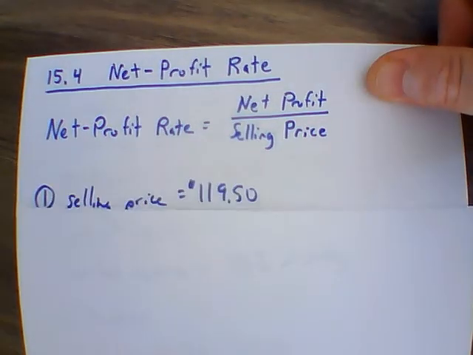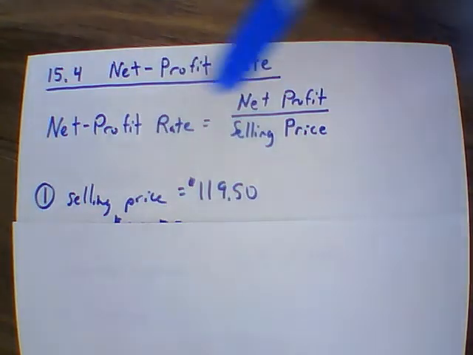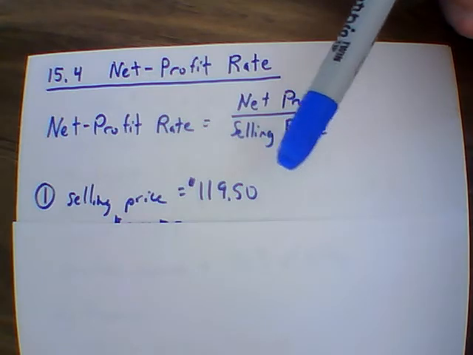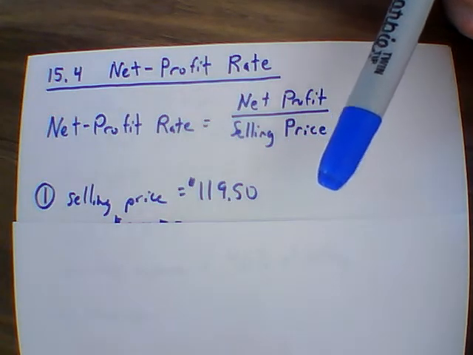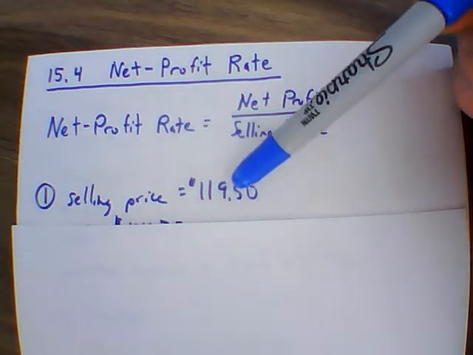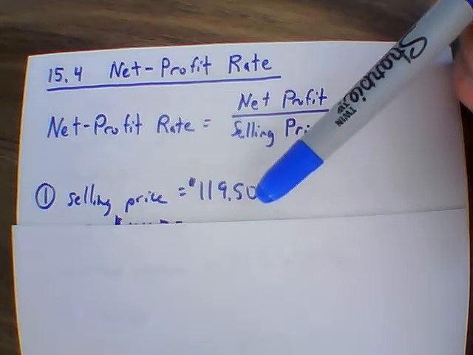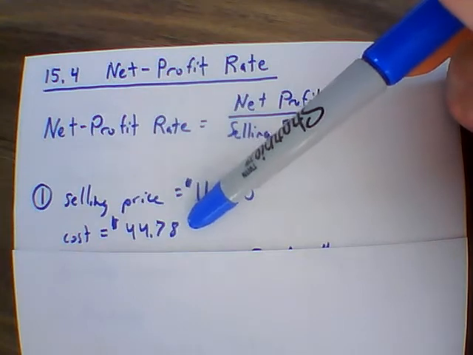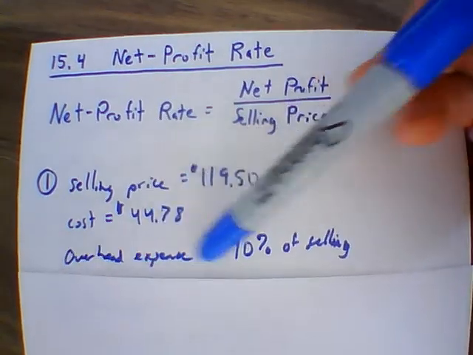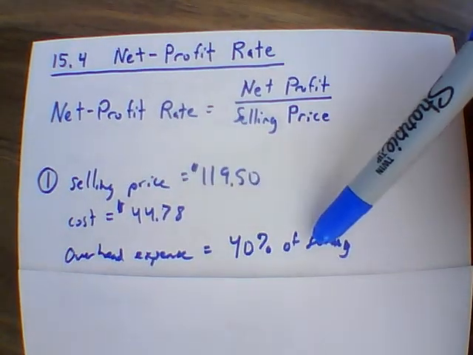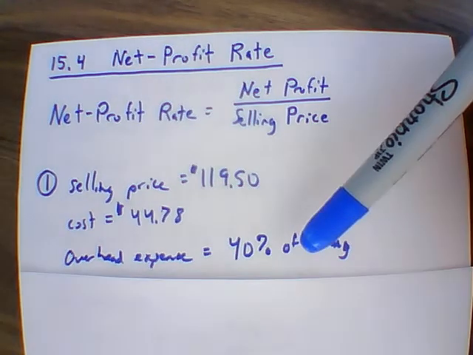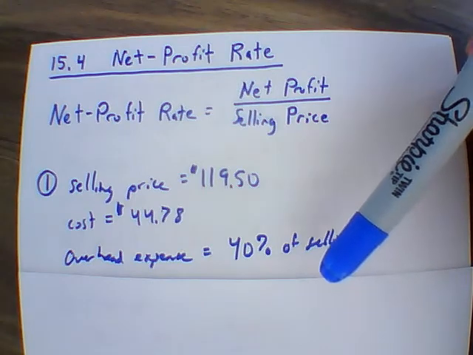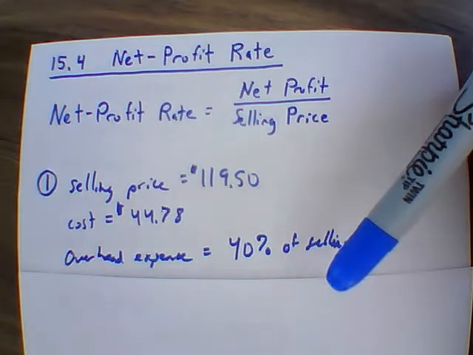If we look at number one, it talks about a selling price of $119.50. Basically, it's talking about bed linens, so some expensive bed sheets there. The cost is $44.78. Then they say the overhead expense is 40% of the selling price. This part is asking us for markup, overhead, net profit, and net profit rate.